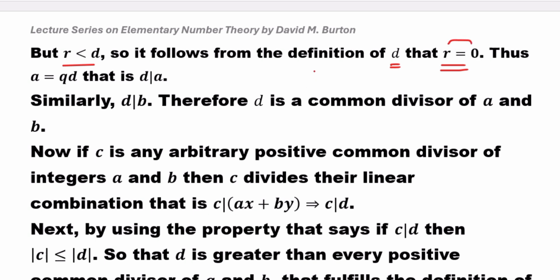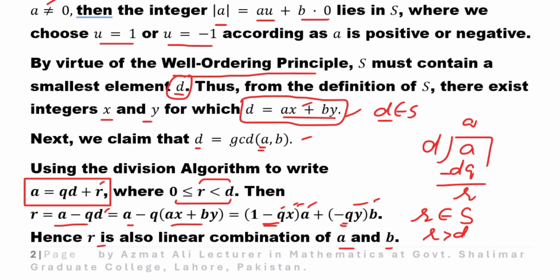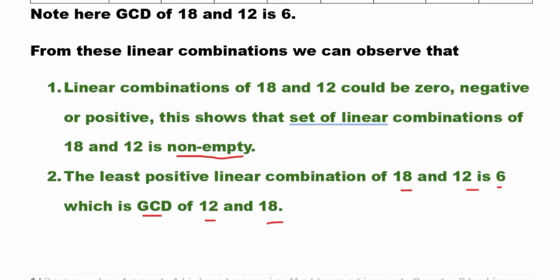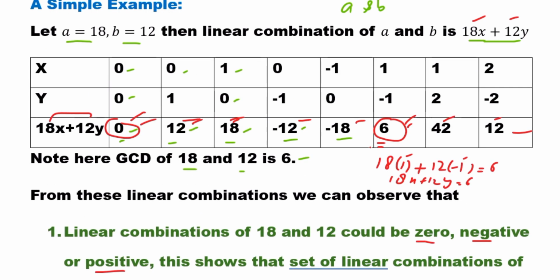Meaning to say, you can write 0 is equal to 0x plus 0y. This is the smallest one that would be less than the linear combination of the form ax plus by. So that's why here r is equal to 0. Again, I am repeating here. From this example, you can observe that there are several linear combinations which are positive, negative, and also 0.